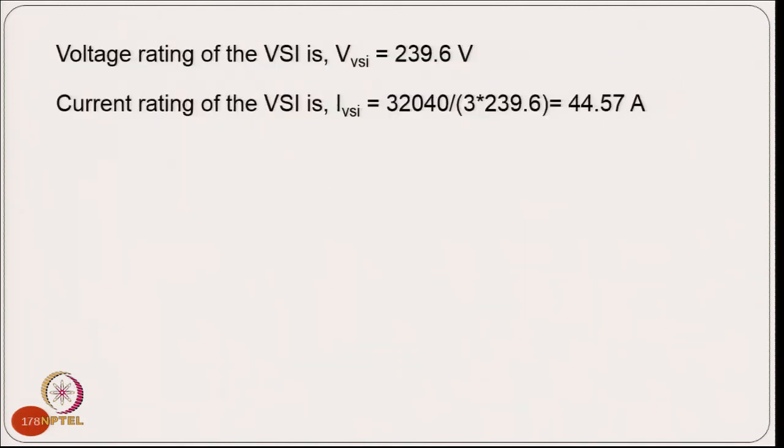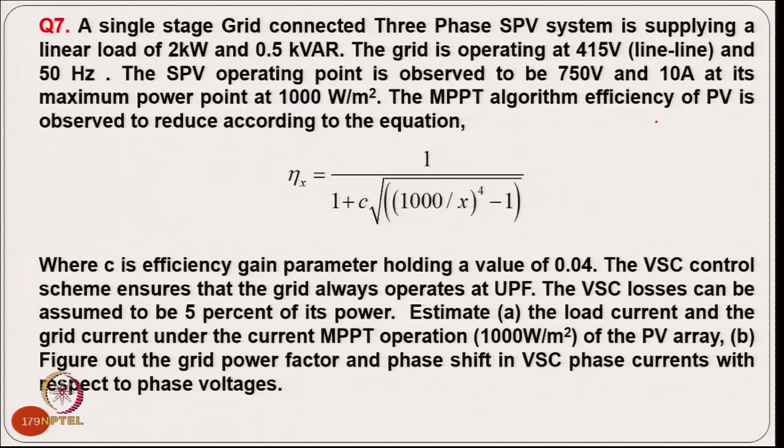And the voltage rating of the VSI is typically 239.6, which is the grid voltage, and the current rating of the inverter is from the power 32.04 kVA, that is 32,040 VA divided by 3 into the voltage. So, this comes to 44.57 ampere.